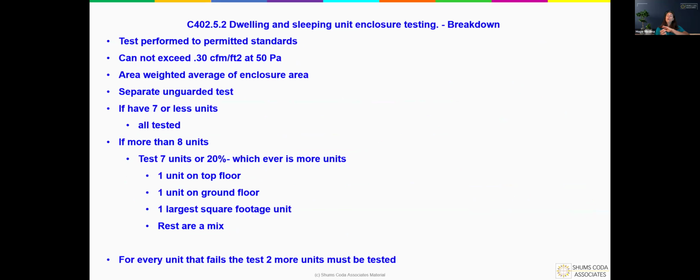So basically, what we just looked at is telling us that we are going to test our dwelling and sleeping units. Now, the testing needs to demonstrate that these units do not exceed 0.3 CFM per square foot when we are at 50 pascals. Now, it does allow for you to do an area weighted average of those units that you're doing, but it also says that you have to perform an unguarded test, and we'll talk about that in just a moment.